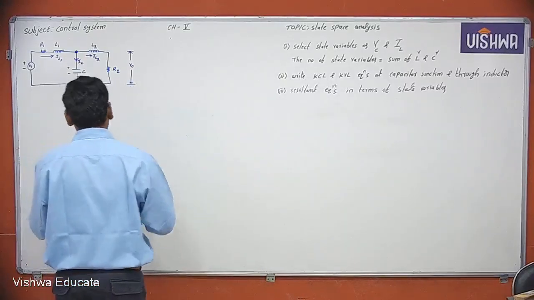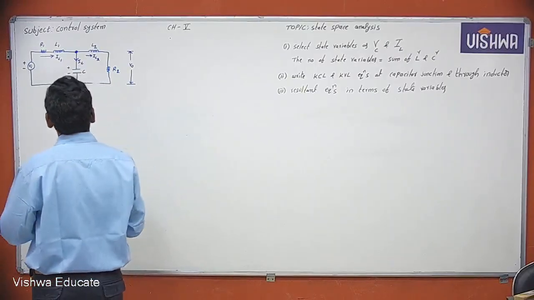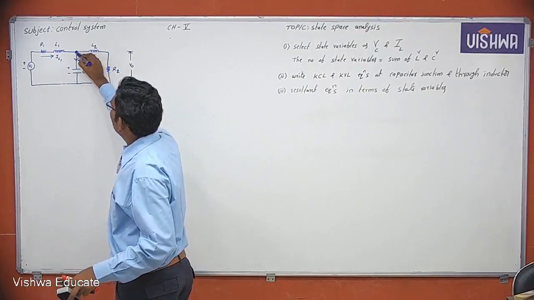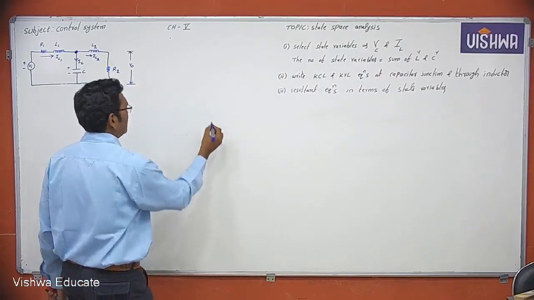Now, this is the circuit which is given, and this is the junction. First we will follow this step: we will find the variables first.